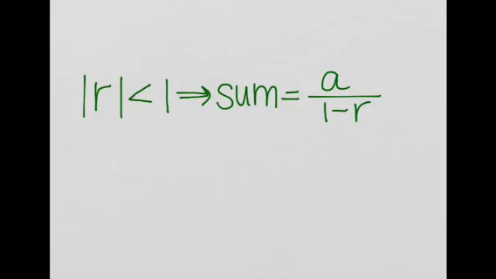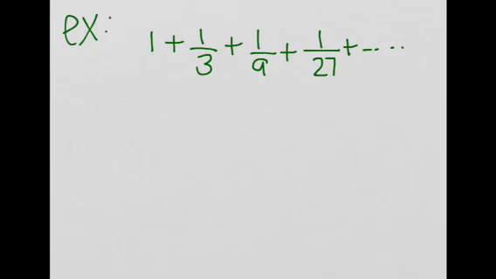So we have a little formula which is really cool. It says if the absolute value of r, which is the ratio, is less than 1, then the sum of the infinite geometric series would be a over 1 minus r. Well, let's look at some examples.